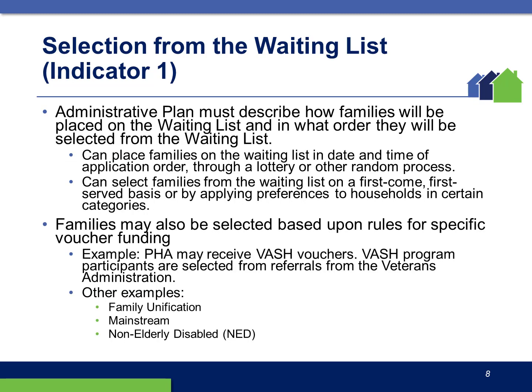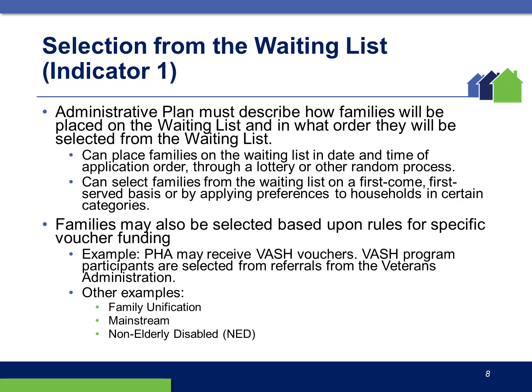Each PHA must outline in its administrative plan how it will place families on the waiting list and in what order they will be selected from the waiting list. PHAs may choose to list families in order of the date and time in which they applied, or choose a random method of selection, such as a lottery. Additionally, PHAs may choose to add preferences to the selection of families from the waiting list, or simply choose them on a first-come, first-served basis.